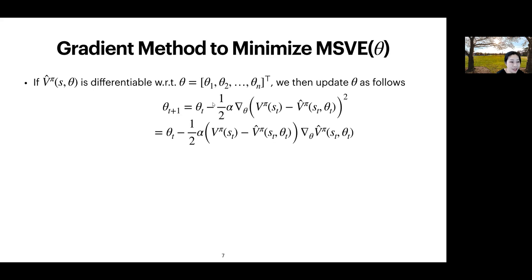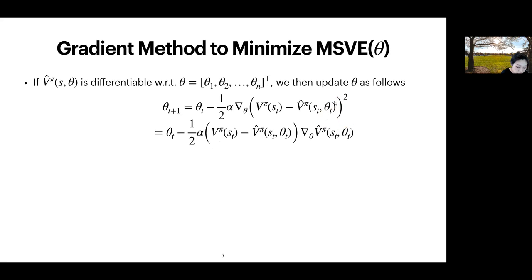Why? It's fine, it can be denoted as half alpha or alpha. It doesn't really matter. I think this is for the simplicity of this squared term here, for the math simplicity, but essentially it doesn't matter. So the learning rate and the gradient evaluated at theta t. Okay, so I made it very clear this is evaluated at theta t.